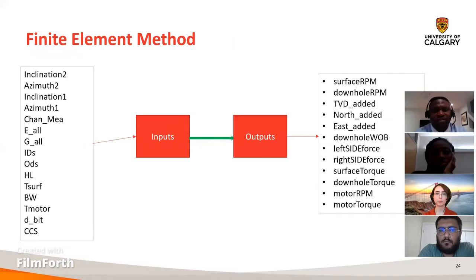And this is what we found out as our inputs. We have inclination and azimuth at both nodes for one element, the change in length, which is the change in measured depth, the Young's modulus, shear modulus, ODs and IDs, hook load, surface torque, buoyed weight, torque of the motor, bit diameter, and CCS. These are the inputs into the finite elements. And with our coding, we can calculate surface RPM, downhole RPM, and then the added TVD, northing, and easting. And then downhole weight on bit, left side force, right side force, surface torque, downhole torque, motor RPM, and motor torque. So all of that now helps us to drill ahead and get all the data that is required.